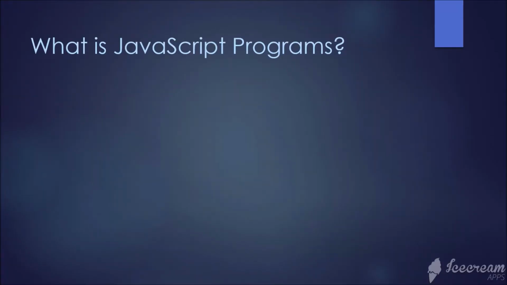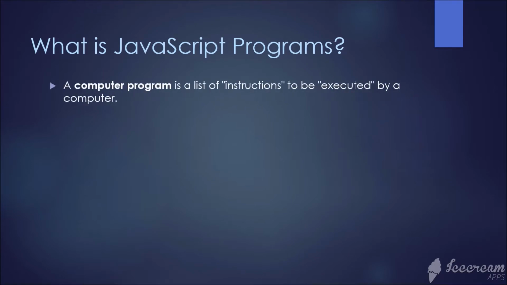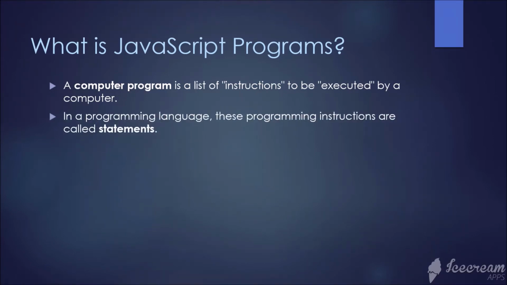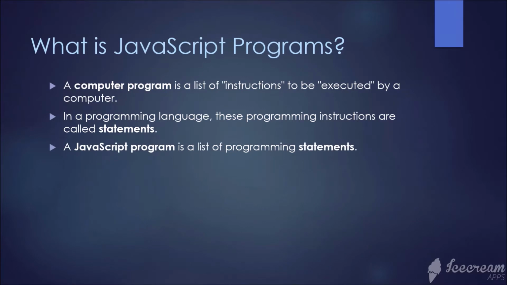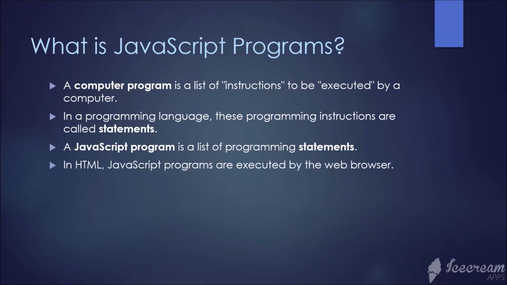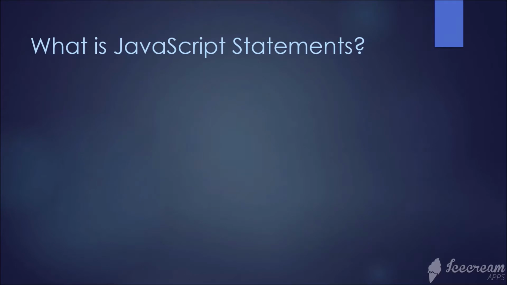Okay, so let's start by knowing what JavaScript programs are. A computer program is a list of instructions to be executed by a computer. In a programming language, these programming instructions are called statements. A JavaScript program is a list of programming statements. So in HTML, JavaScript programs are executed by the web browser.